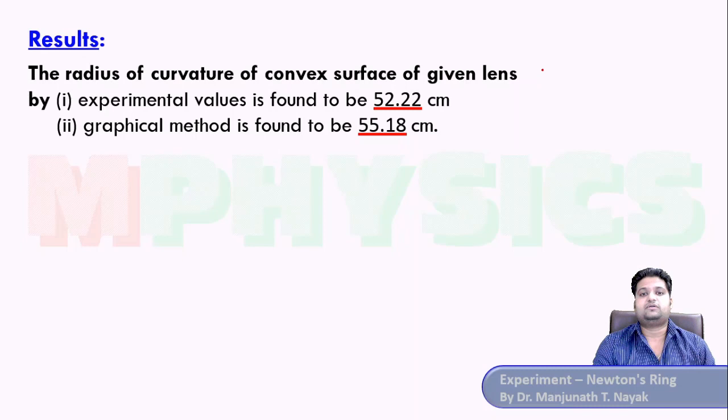So we can write the result at the end: the radius of curvature of the plano-convex lens, that is, the convex surface of the given lens, is given by this experimental value of 52.22, and by the graphical method I get 55.18, which is quite good, not bad. All right, and with this we can finish the experiment. So we have got the radius of curvature using Newton's rings.